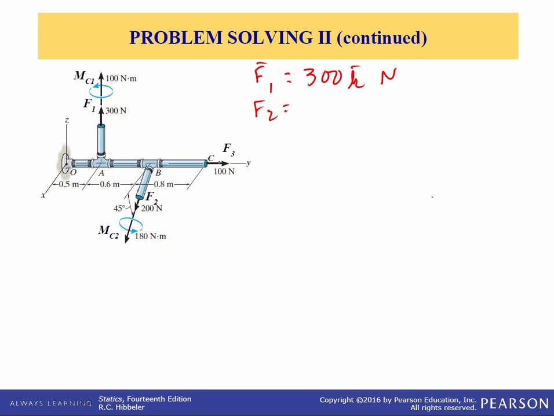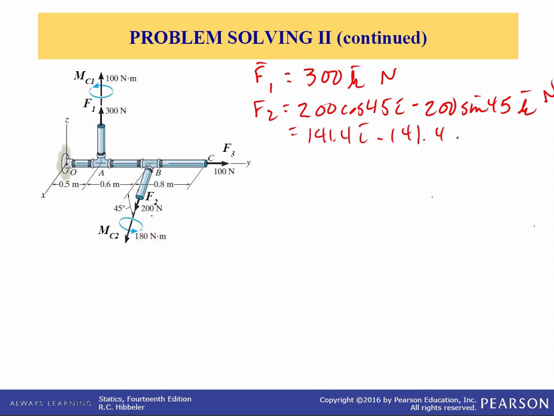F2 is here. Now F2 is pointing down 45 degrees from the xy plane. It has no y component. Its x component is positive, and it's 200 times cosine 45 in the i direction. And in the z direction, it's minus 200 sine of 45 in the k direction. And that's in Newtons. And that comes out to be 141.4 i minus 141.4 k Newtons. F3 is just pointing along the y-axis, so F3 is equal to positive 100 j.